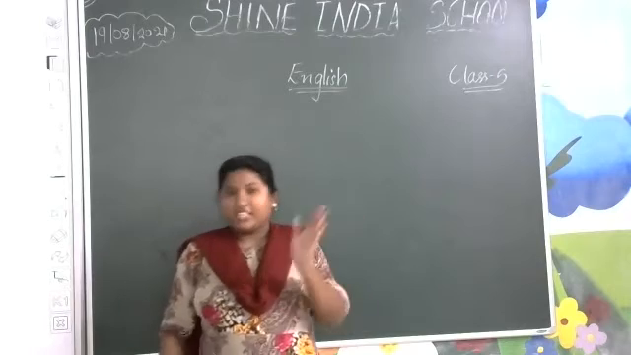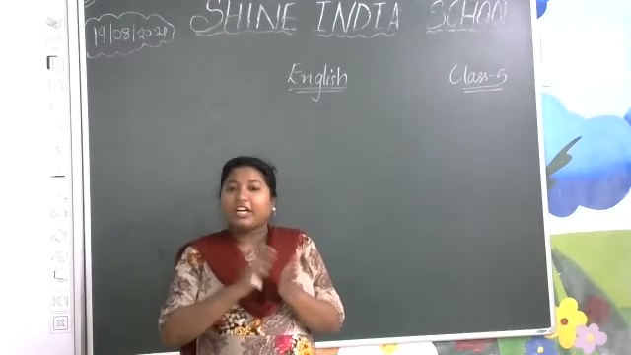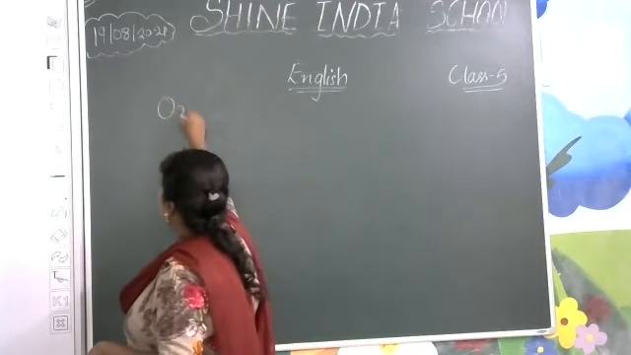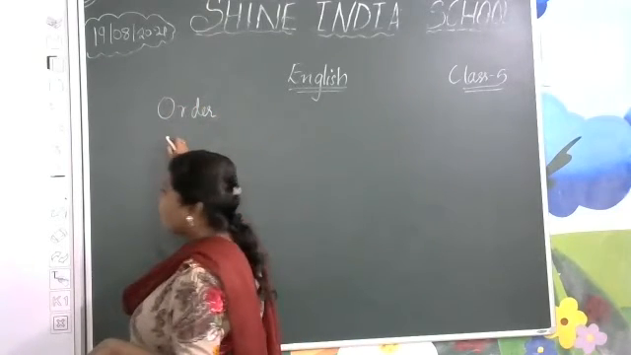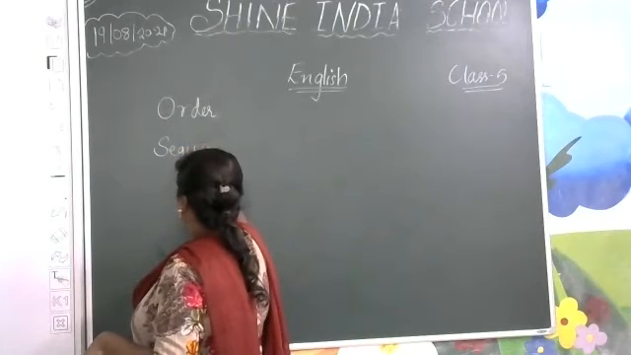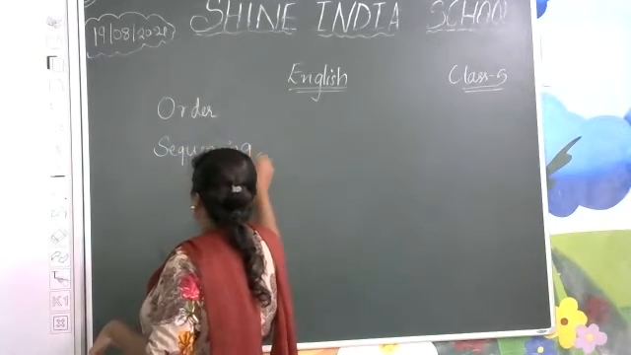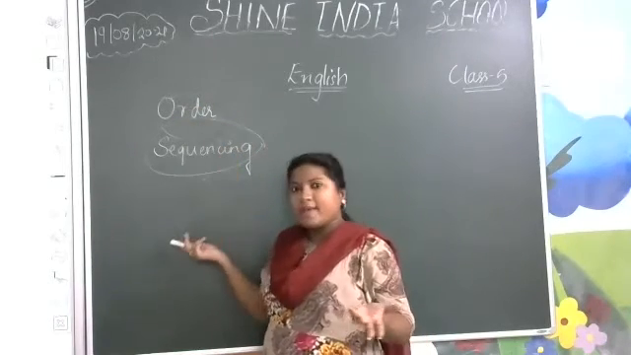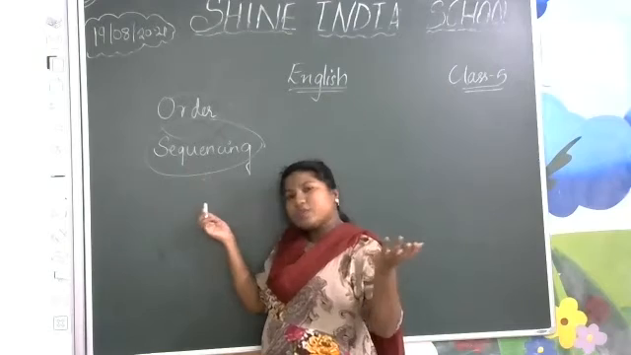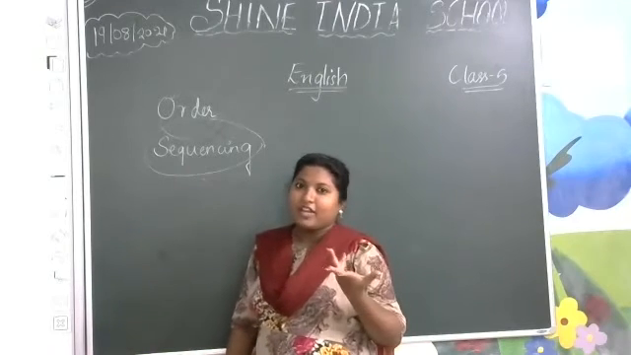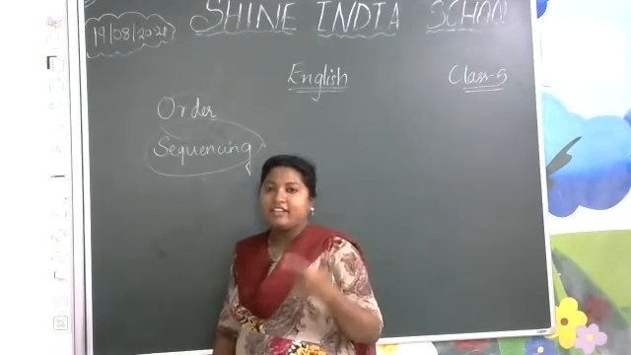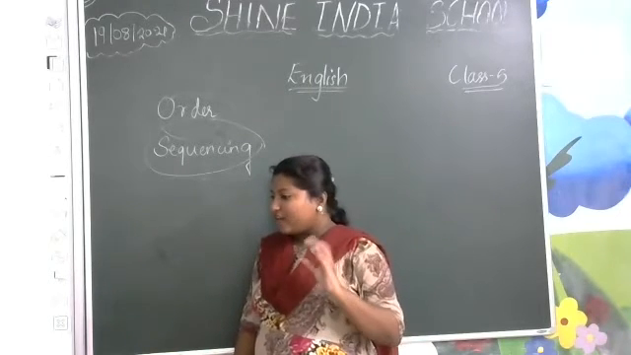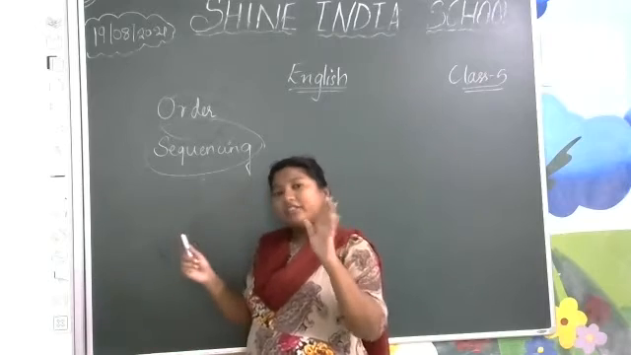Next, in third and fourth classes, they use the word sequencing. First they use order; second, in third and fourth class they use sequencing. Sequencing words, sequence words. Actually, order words and sequence words are the same. What are they? First, then, next, after that, finally. Understood?